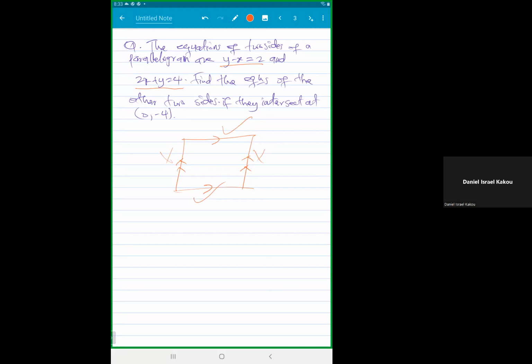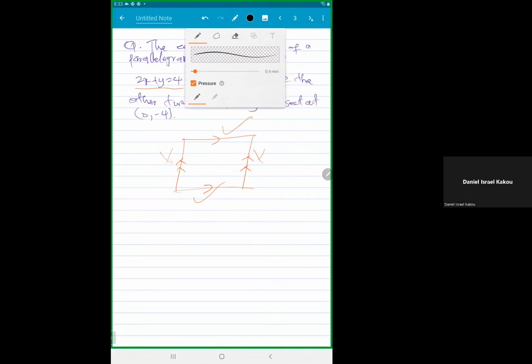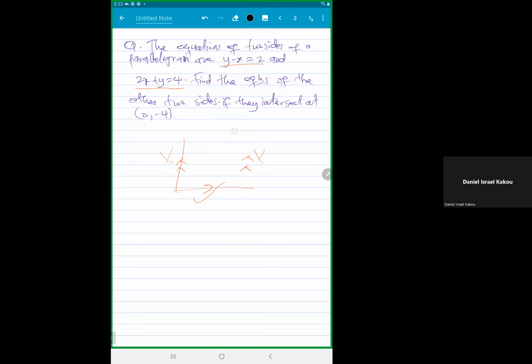So find the equation of the other two sides if they intersect at (0, -4). I can do that and just call where they intersect something different. So I can draw to scale or not for this particular question, but I always like to draw to scale at least. It helps in a lot of questions we solve where you can't just be doing the reasoning I was just doing.